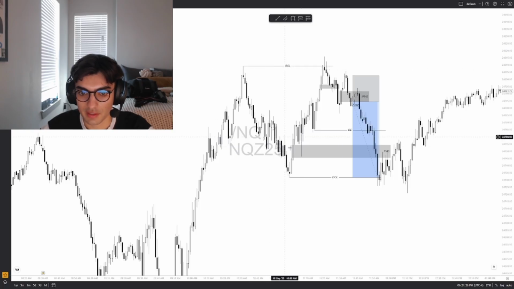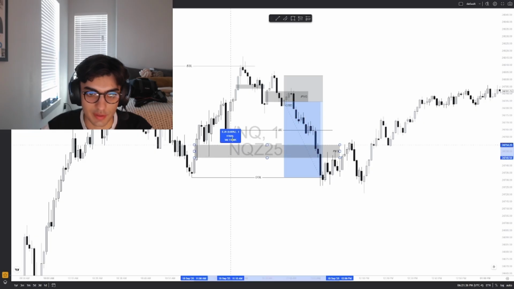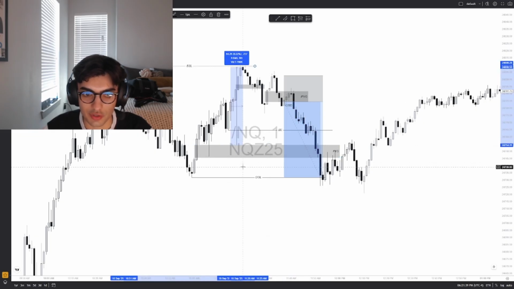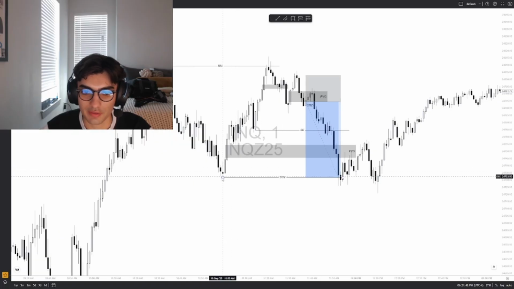So I had marked out buy side, marked out this draw on liquidity, and I'd seen this fair value gap get formed, so I didn't really take this trade, so to say. This could have been a valid trade. I wasn't really looking for longs though. It didn't fit my narrative. I didn't really see anything that is swept here previously.